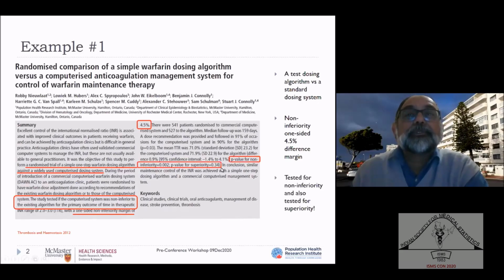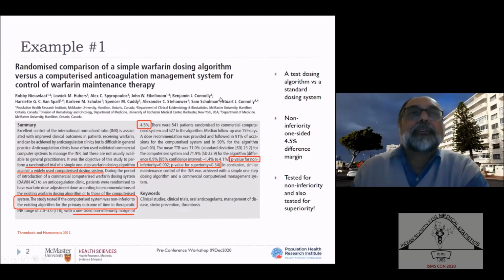In fact, they were able to show that not only was the algorithm not inferior, but they were also able to show, or test for, superiority. So I will also be talking about how one can use these sorts of designs to go as far as testing for superiority.